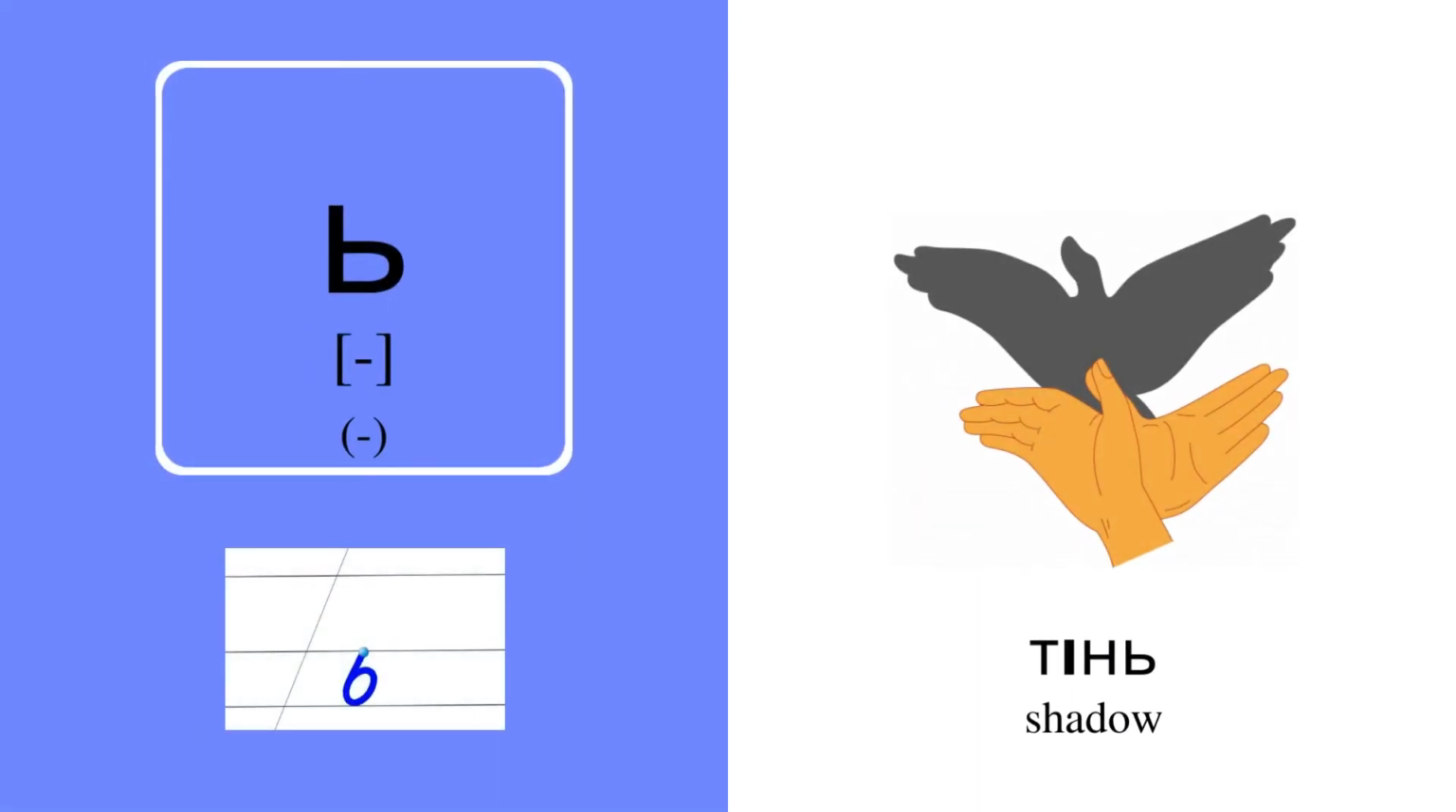М'який знак. Soft sign in English. This letter has no sound. It's only used to make the previous sound soft. For example, тінь. As you can see, the letter N is soft. If we don't have this soft sign here, then the word would be read hard, but that's wrong. The correct pronunciation is soft.